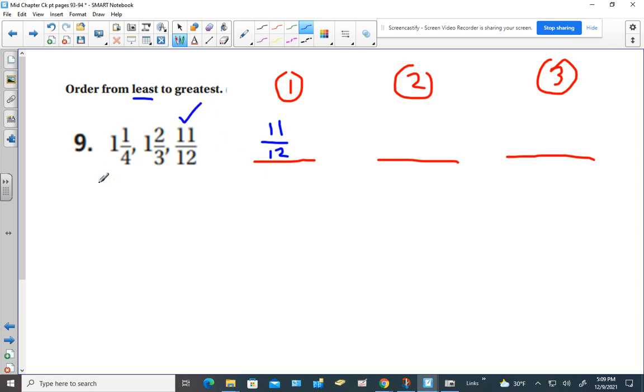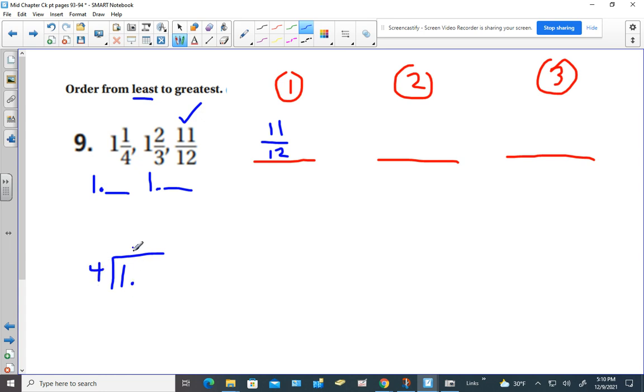Now, we know that these are both going to be equal to 1 and then some stuff if we change them to decimals. This is going to be equal to 1 point and then some stuff. But how do we get the stuff? Well, we take the numerator and divide it by the denominator. We take 1 and we divide it by 4.